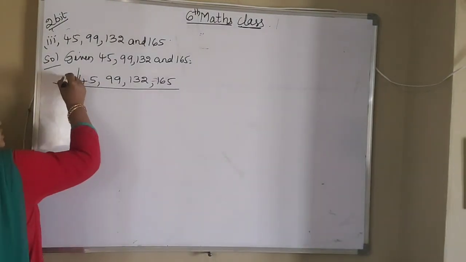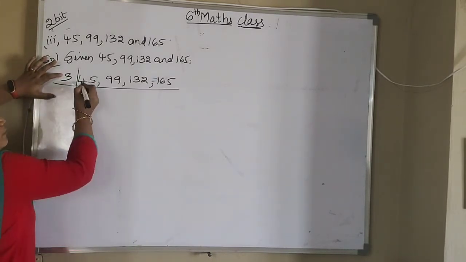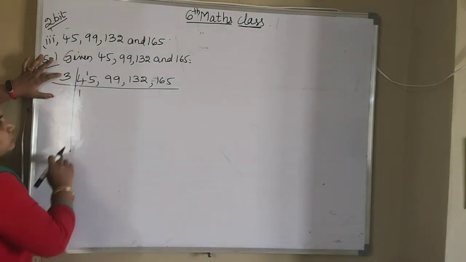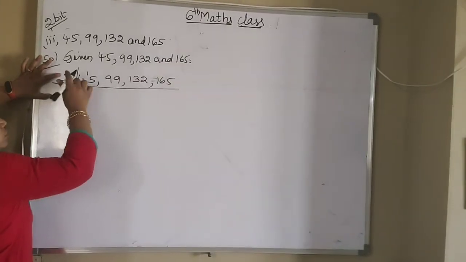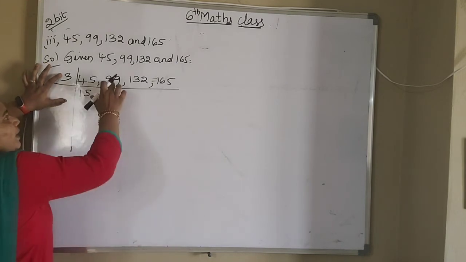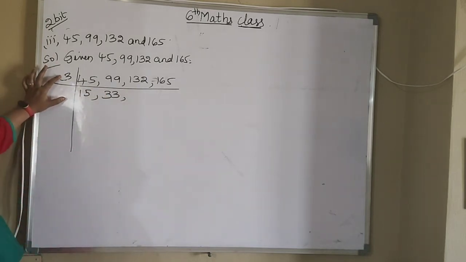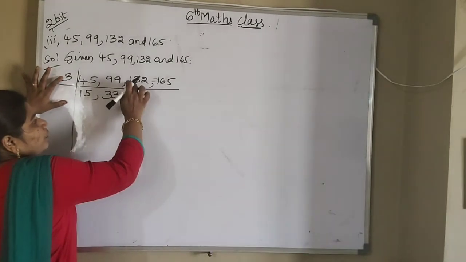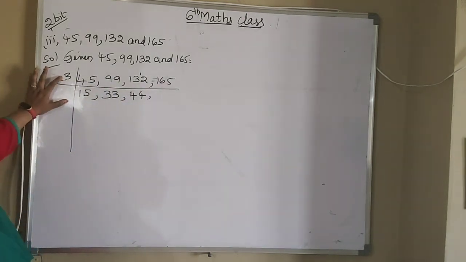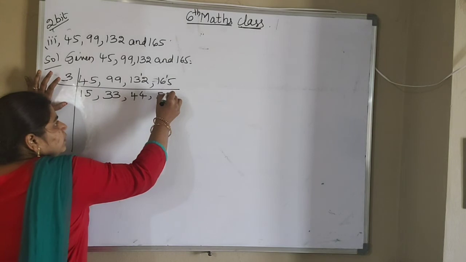So now how many times it will go, we have to check. 3 how many times equals 45? 3 15s are 45. Now 99. 3 33s are 99. Now 132. 3 4s are 12, 1 will be carried. 3 44s are 132. In the same way 3 5s are 15, 1 will be carried. 3 55s are 165.